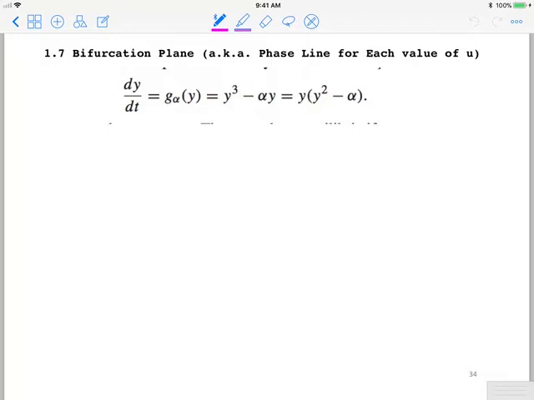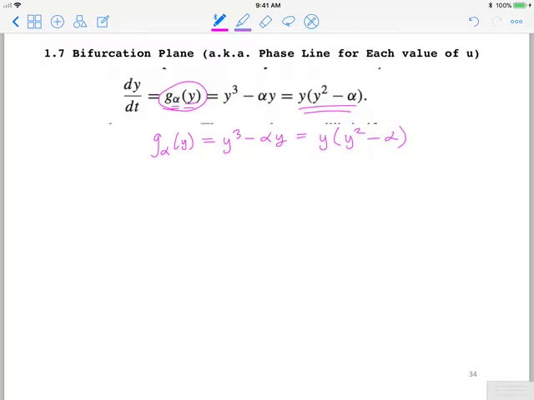In this example, we could consider a more advanced differential equation of the form dy/dt is equal to some function of y with a parameter alpha. The specific form of that function g sub alpha of y is y cubed minus alpha y, which factors as y times y squared minus alpha.